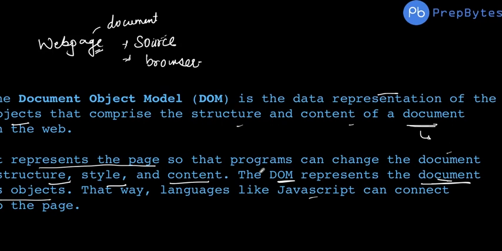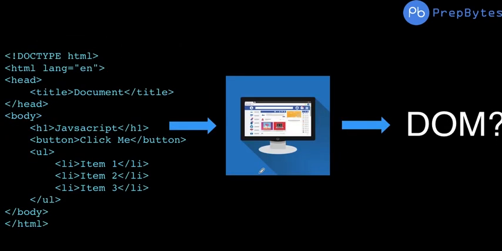So basically the manipulation that we want to do on the web page, we will be able to do using DOM. Now let's try and understand. Let's say I have written this particular code. So this is a document. Now what happens is that this particular document is right now a source code.